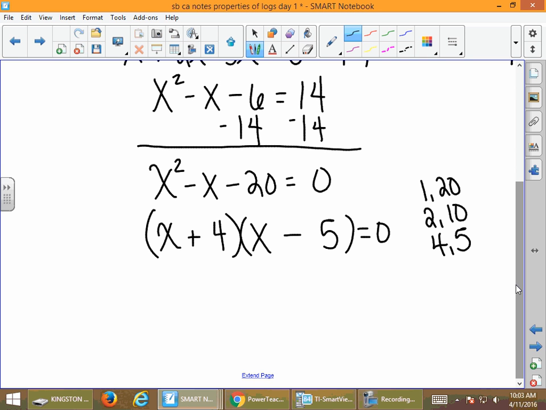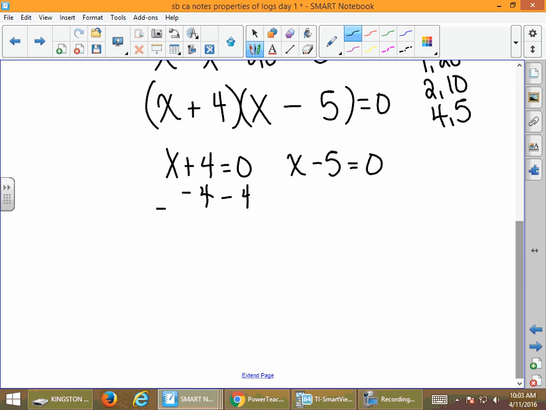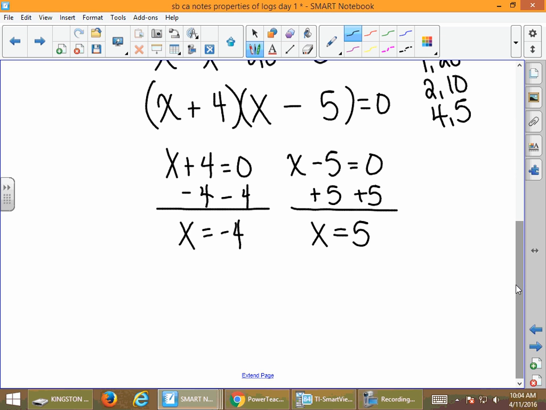So to almost finish, we're going to take each factor and set it equal to 0. I hope you don't have to do this stuff. I hope you can go directly to the answers. So we get x equals negative 4 and x equals 5. And we need to check both of these answers for extraneous solutions.